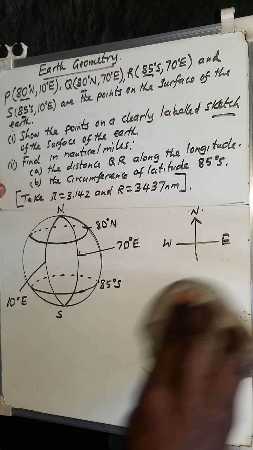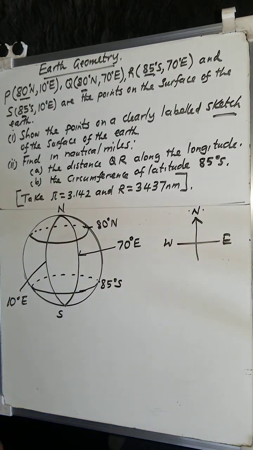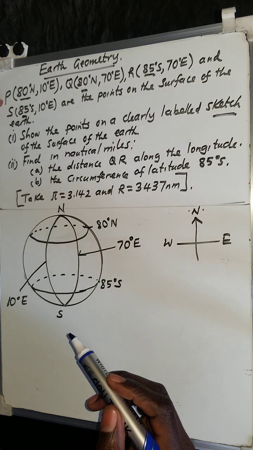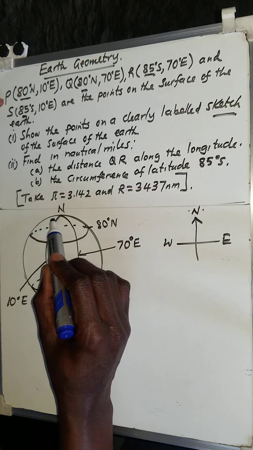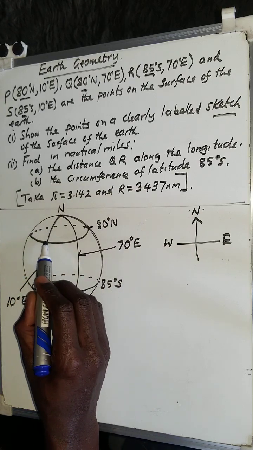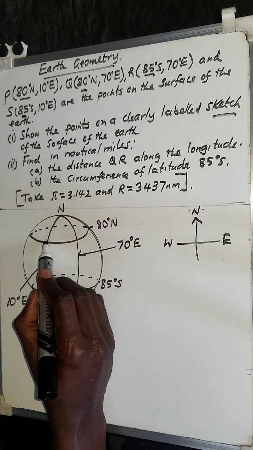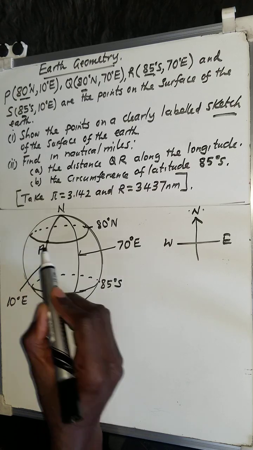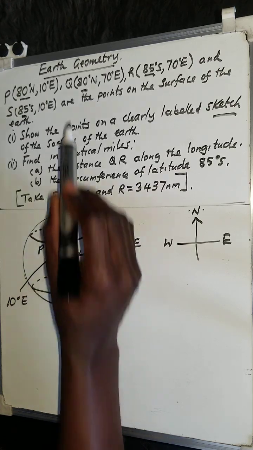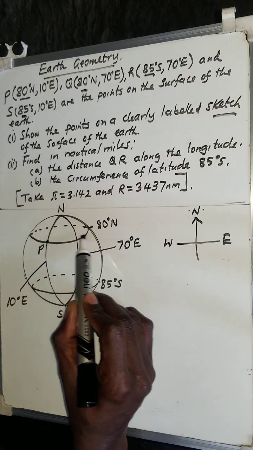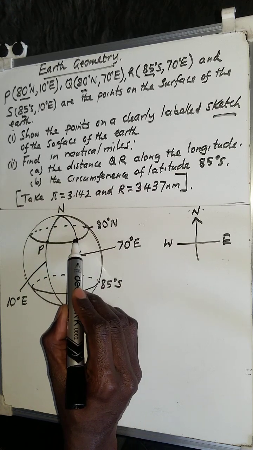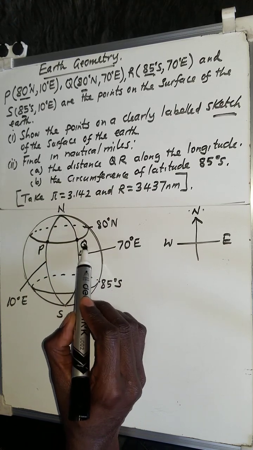All right. So when I look at this one, I just need to locate the points now. Let me use a different marker so that you're able to see. Point P is 80 degrees north and 10 degrees east. So that is going to be the point that I'm going to have. It will be here, and that will be the point P. Then 80 degrees north and 70 degrees east. So 80 degrees and 70, where they are meeting, that is the point Q.